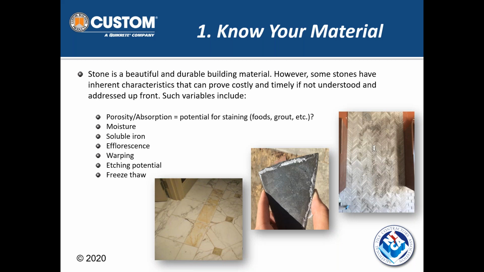Now we have to consider, as I said, the porosity and absorption. What's the potential for staining? So where is it going to be? Is it a fireplace, wall or hearth, like we see over here on the right? Is it a commercial application? Is it an outside pool deck? Again, what's going to be the potential for staining with different contaminants?